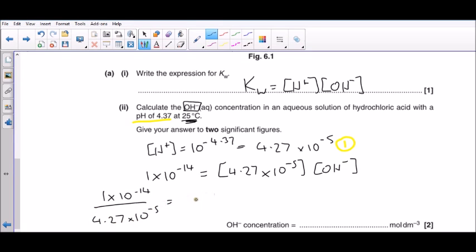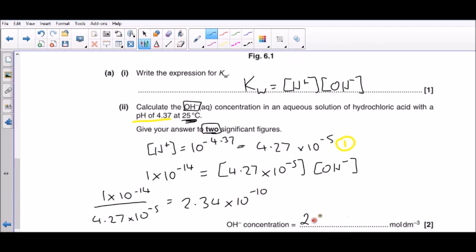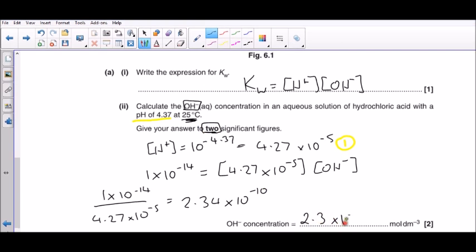And that gives us an answer of 2.34 times 10 to the minus 10. We're not done yet though, because most people will miss this, and it says 2 significant figures, so what we should write down in this final bit is 2.3 times 10 to the minus 10. And that's the second mark.